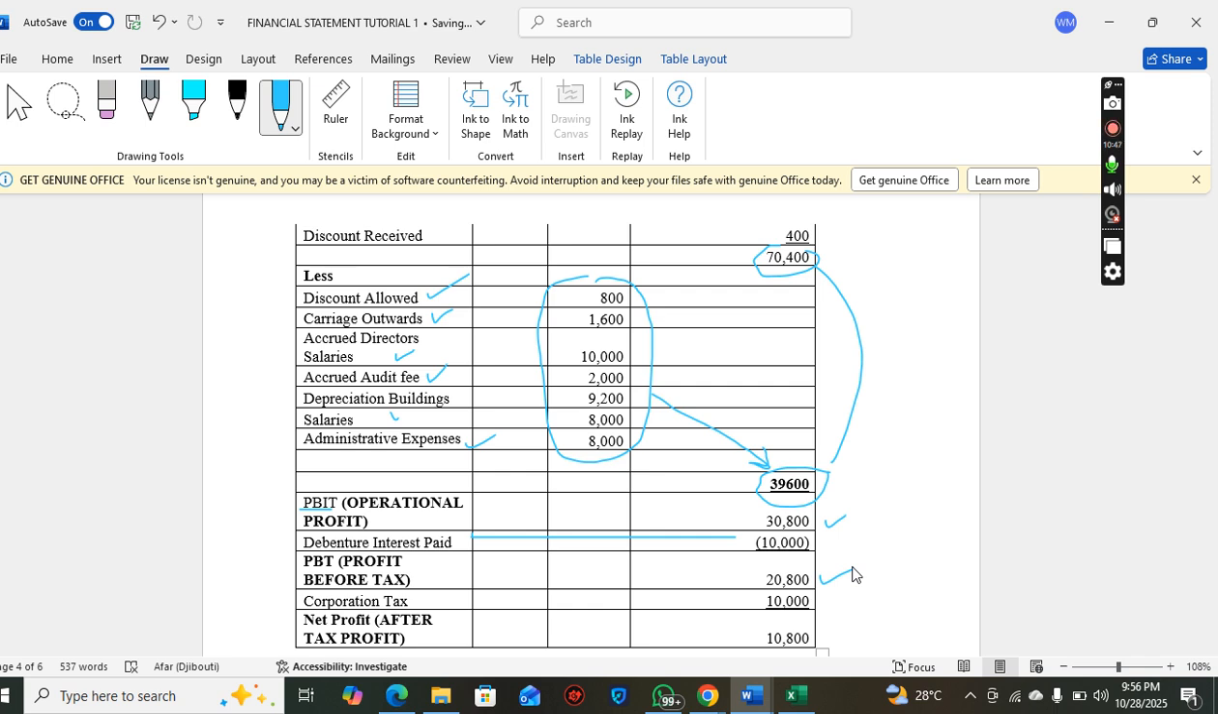Then after you get your profit before tax, we now need to get our profit after tax. So we're going to deduct corporation tax of 10,000. 20,800 minus 10,000, we get 10,800 as our profit after tax. Any questions?